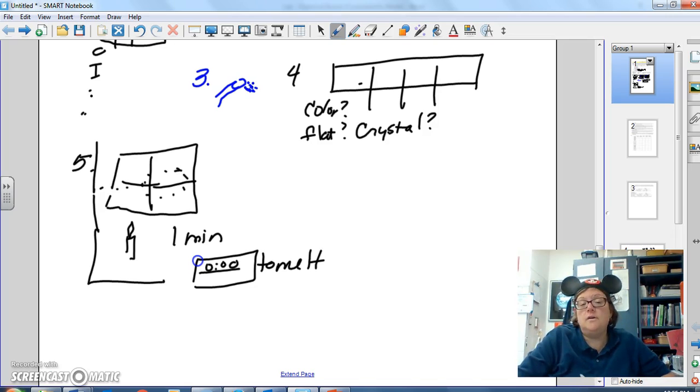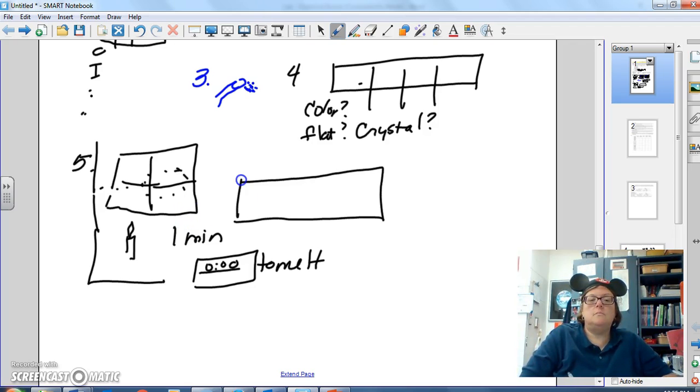Now, if you have held it there for 1 minute and it hasn't melted, guess what? It's not going to melt. So you'll write not melting. Otherwise, if it melts within 10 seconds, write 10 seconds, 30 seconds, 30 seconds. But record that into your data table. How long did it take to melt? Well, 1 minute would be not melting, 10 seconds, and so on and so forth.